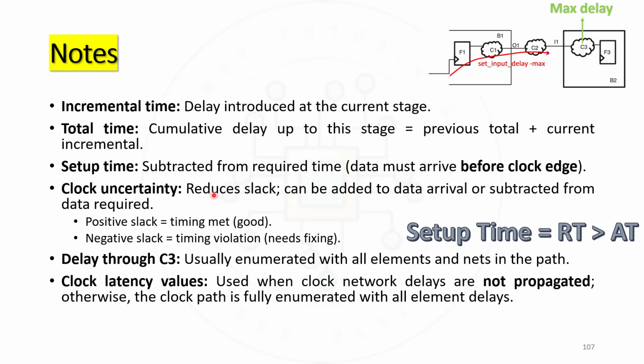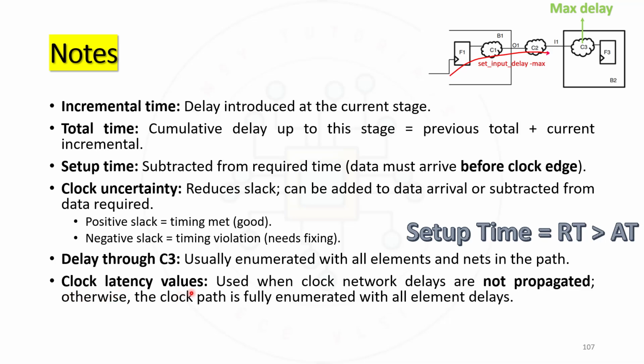Next, coming to clock uncertainty, the reduced slack can be added to data arrival or subtracted from data required. Positive slack means timing is met, and negative slack means it is violated. We get positive slack whenever required time is greater than arrival time, and negative slack if this condition is not met, and then you'll see a violation. Next, delay through C3 is usually enumerated with all elements and nets in that path. Here, as we are going for max, we are taking the maximum delay.